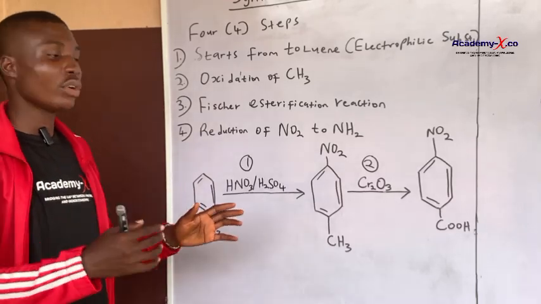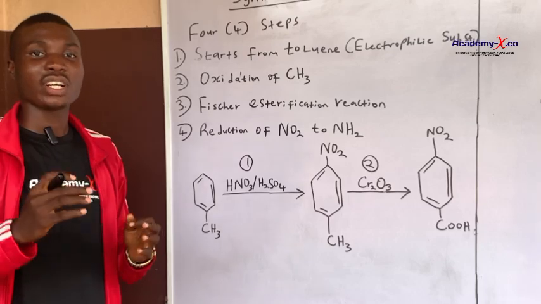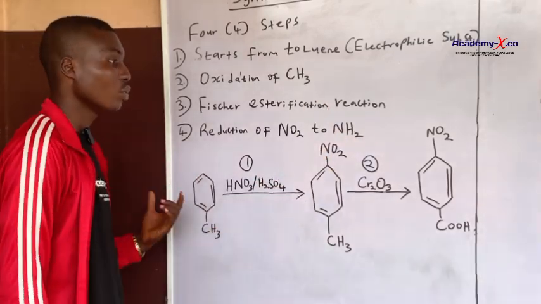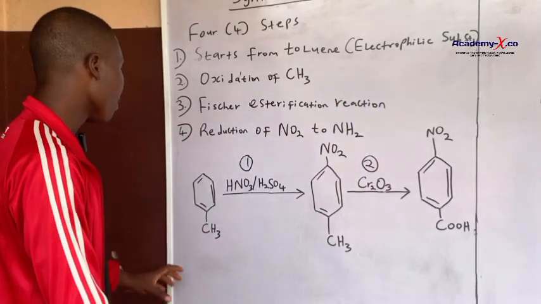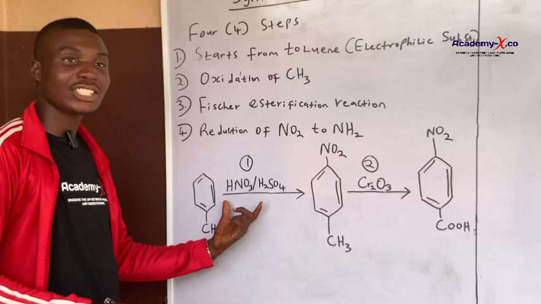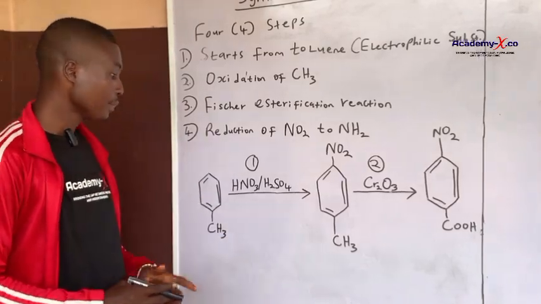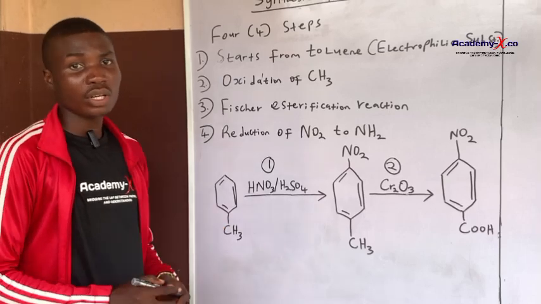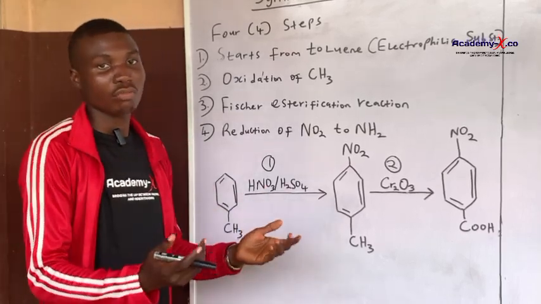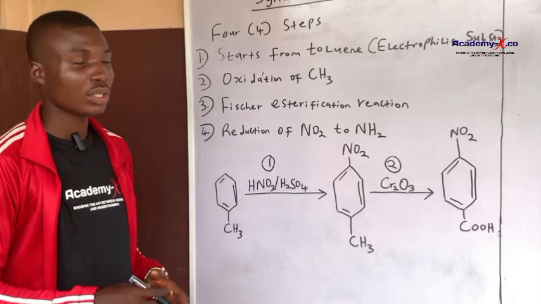Depending on when you are watching this video, the one that is recommended by your lecturer is what you should work by, but the principles are almost similar. If we're starting with toluene, then this is what you have there. For toluene, the first thing we do is use a mixture of nitric acid, HNO3, and H2SO4, whose common name is sulfuric acid, which is tetraoxosulfate(VI) acid according to the IUPAC.